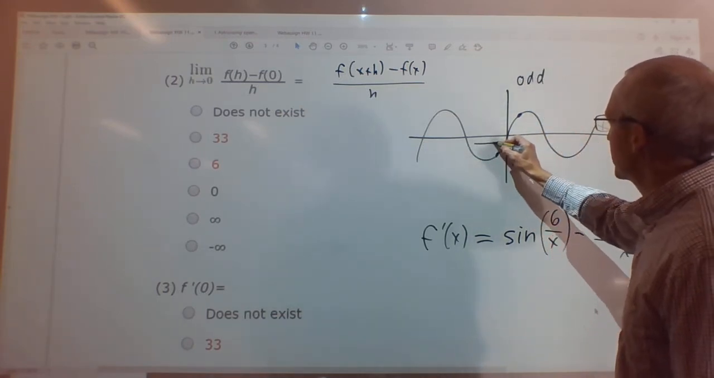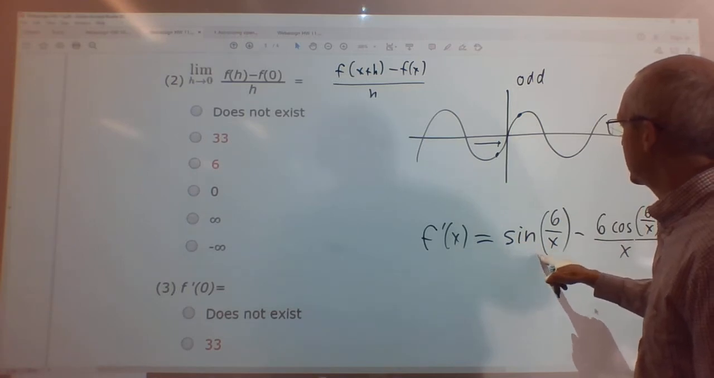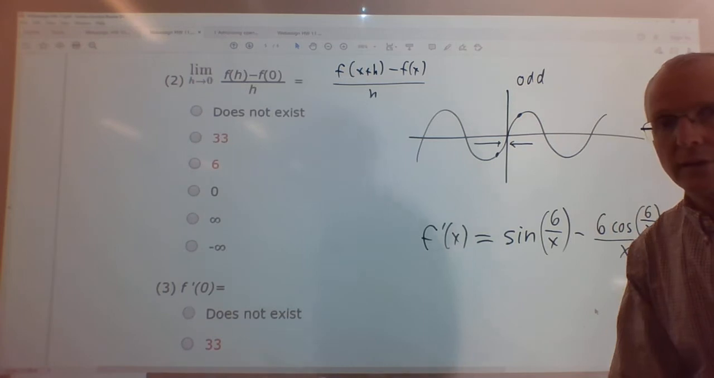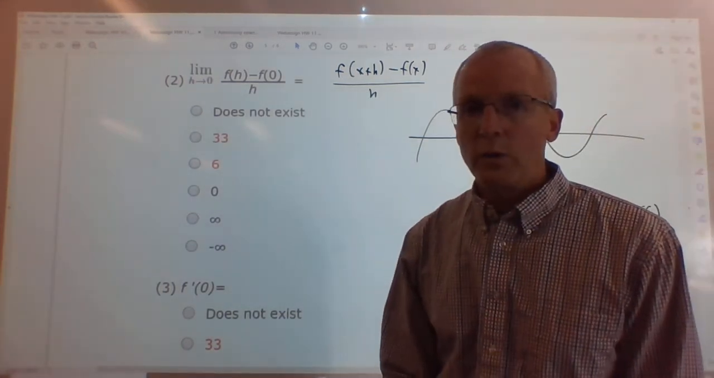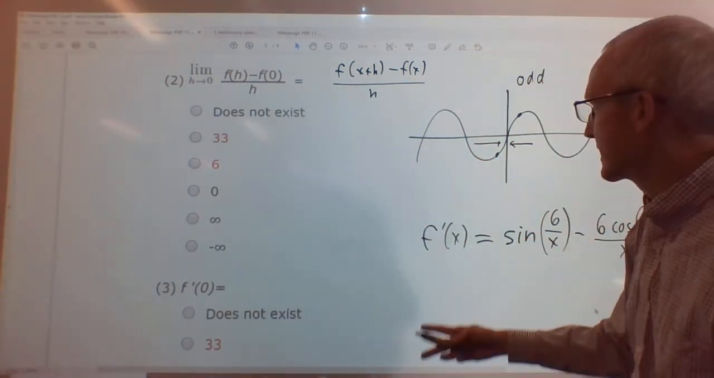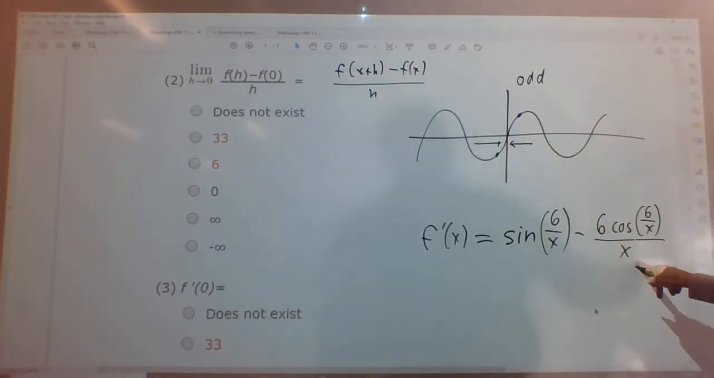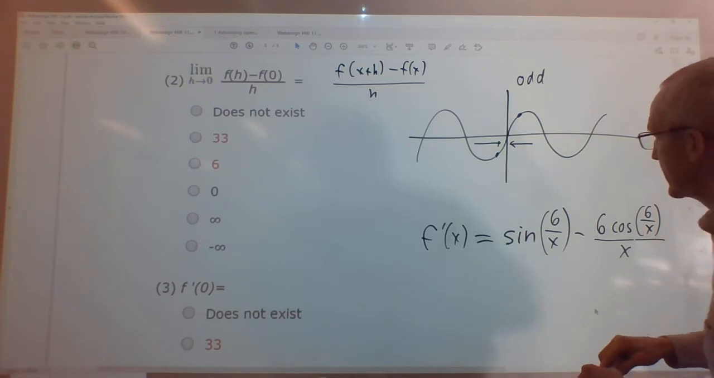Which means as we approach it from this way, sine is going to be negative. As we approach it from this way, sine is going to be positive. Okay? So it's not going to exist. We're going to get a different answer. And same thing with this. This is an odd function because cosine is even.